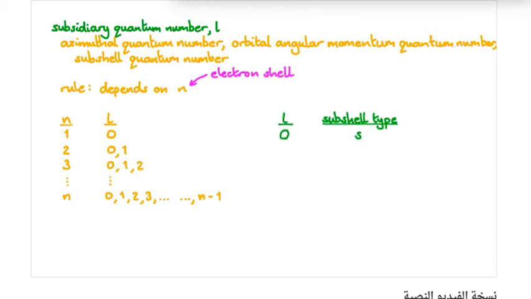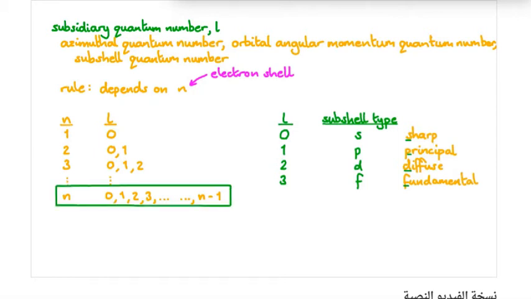A value of 0 for the subsidiary quantum number indicates an S-type subshell. 1 corresponds to a P-type subshell, 2 to a D-type subshell, and 3 to an F-type subshell. We could go higher, but it's not that relevant. The letters S, P, D, and F correspond to features of a spectrum that correspond to these subshells. The descriptions are sharp, principal, diffuse, and fundamental. It's not really important to know what S, P, D, and F mean, but it is interesting.